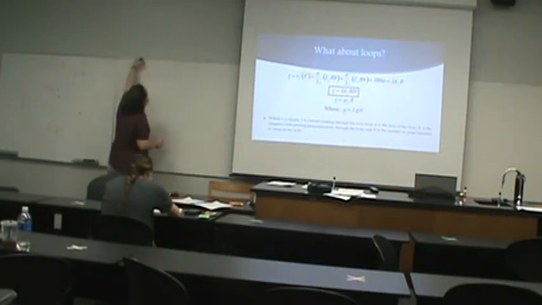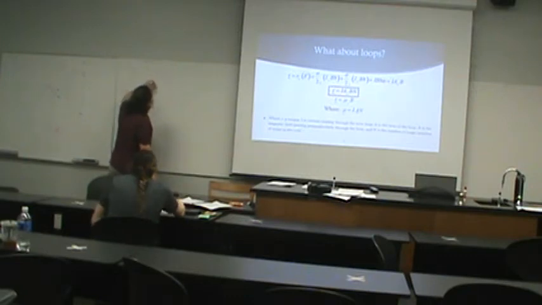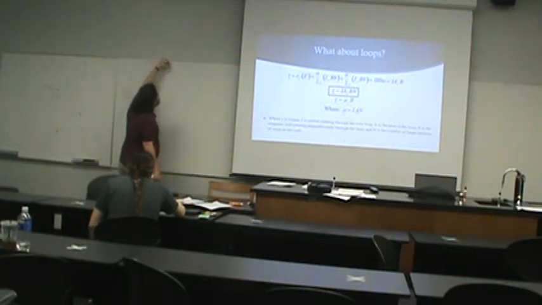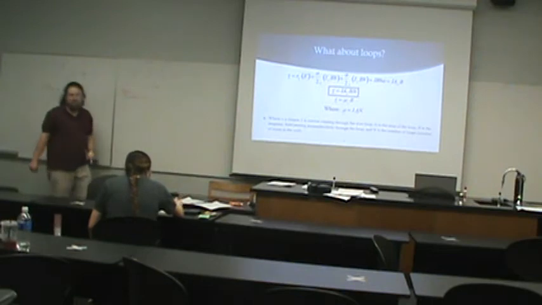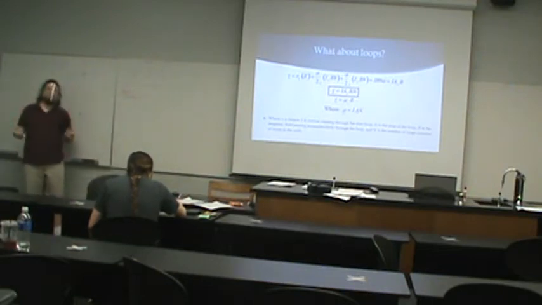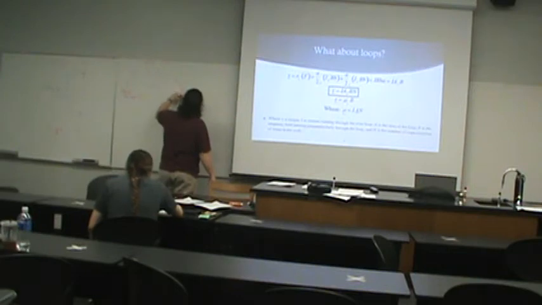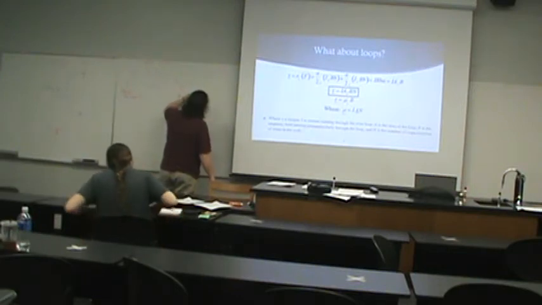Next, current. Just the amount of current running through the wire, still measured in amps. A is the surface area, measured in meters squared. B, magnetic field. That needs to be perpendicular to the surface area. Magnetic field needs to actually pass through the shape. And then lastly, N, number of loops in the wire.